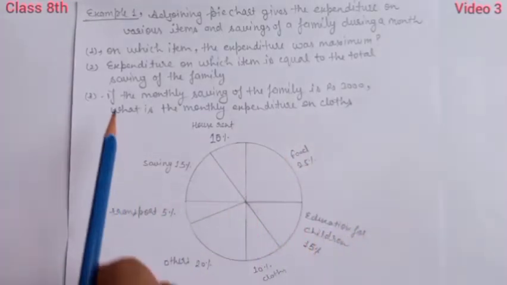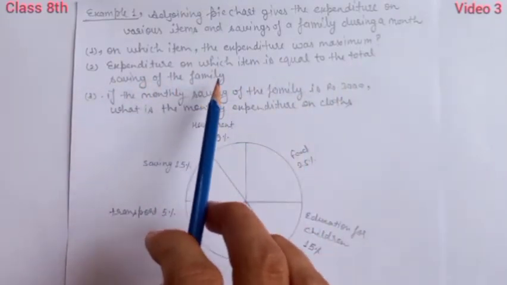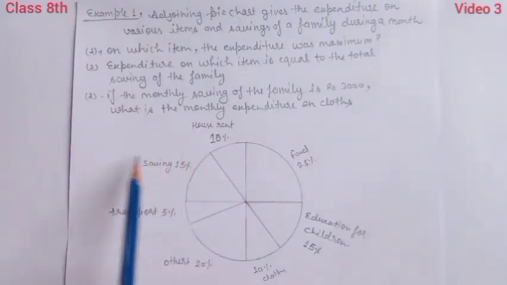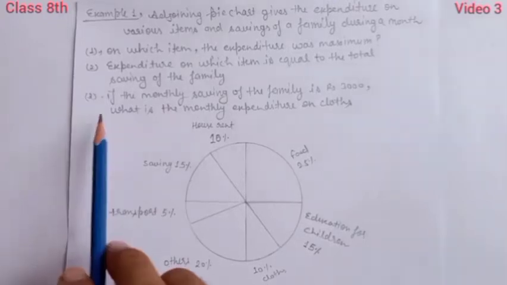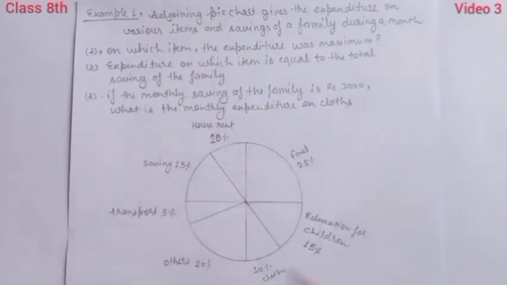Similarly, question number 2: expenditure on which item is equal to the total saving of the family? Let's see what the total saving is here. It is 15%. Is there any other expenditure like this? Yes, it is education of children. In both sectors you have seen that both cover equal area as well as equal percentage, in which the family spends an equal amount of money. Now the third: if the monthly saving of the family is 3000, what is the monthly expenditure on clothes?